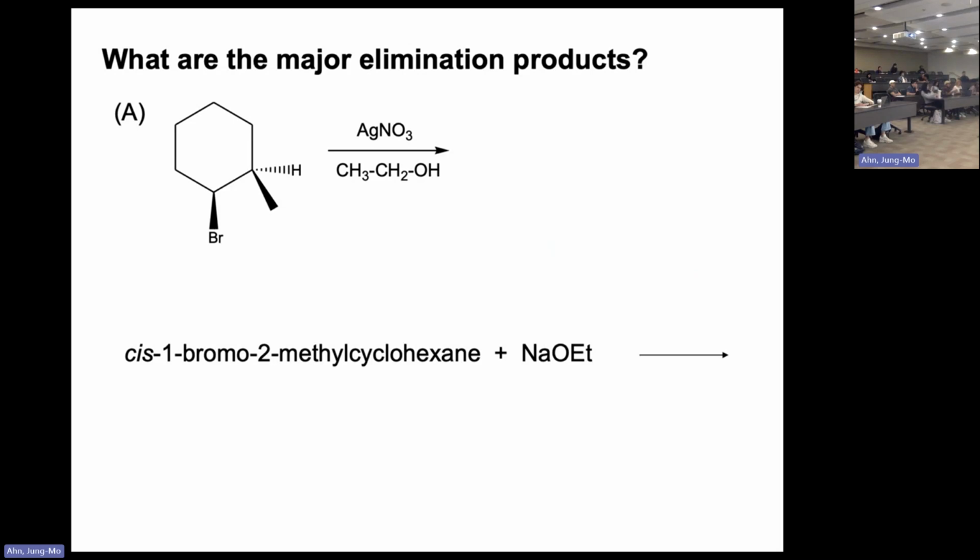This is what we said. I'm reminding you. I'm not asking you to solve it. This is what we did. Remember that cis, and then we are asking strong base. Because of strong base, this is E2. And then the hydrogen on the adjacent carbon can be taken by the base.